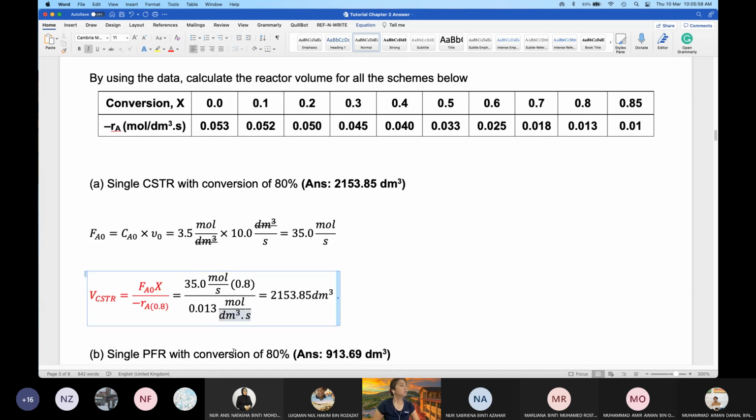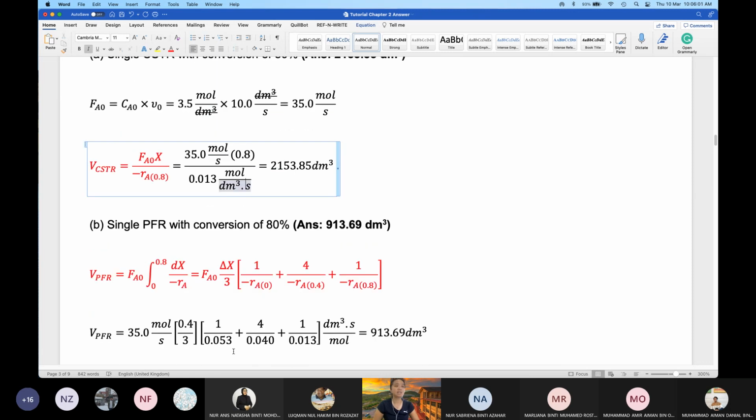Okay, next. We go to PFR. So again, single PFR, kita kena cari juga dia punya volume. So volume of PFR equals to FA0 integrating 0 to 0.8. Why 0 to 0.8? Because one PFR, single PFR, converting from zero conversion to final conversion 0.8. Okay, dx per minus RA, convert into Simpson 1/3 rule, it becomes FA0 delta x per 3.